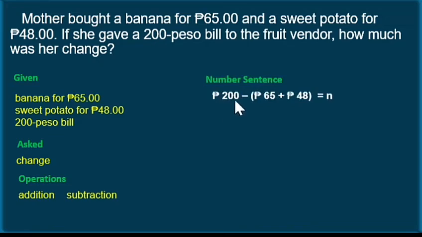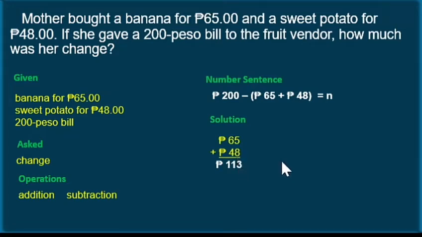Very good. Now you have to subtract the amount of money that was used to buy the banana and potato from the pesos bill that mother gave to the fruit vendor. So that's what we have there on the screen. We have 200 pesos minus 65 pesos plus 48 pesos. By the time you add what is in the bracket, we have 113 pesos. So you can then proceed to subtract 113 pesos from 200 pesos.